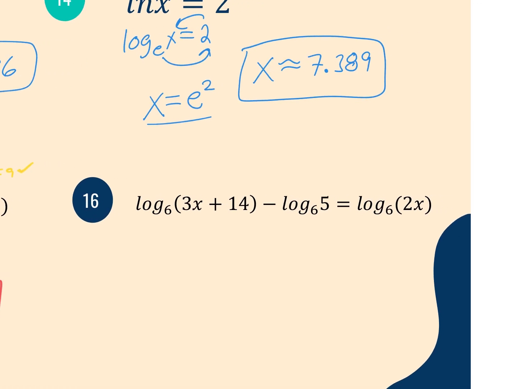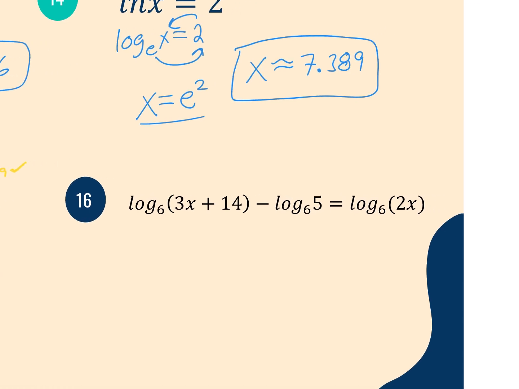All right. Now, if you look at number 16, you're probably like, okay, well, these are getting slightly more complicated as we get along. All you have to do with these is, if you see multiple logs on one side, you're going to want to use properties of logs to make it a little bit simpler.